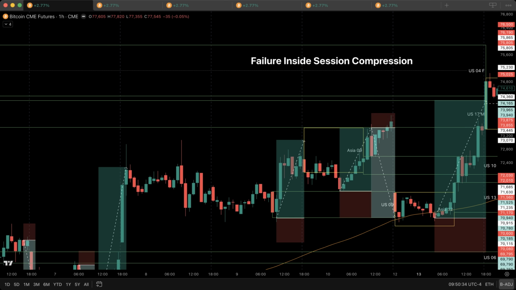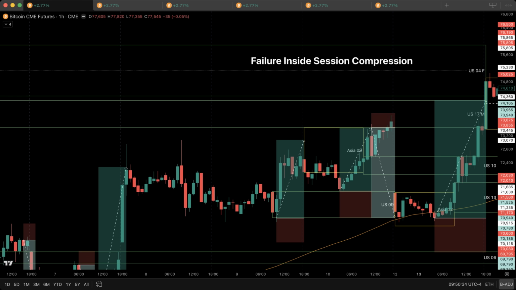Now the key condition becomes clear. When price reacts from April 9th U.S. lower boundary, the move must create distance toward April 10th U.S. upper boundary. If it cannot reach that direction, it does not hold.